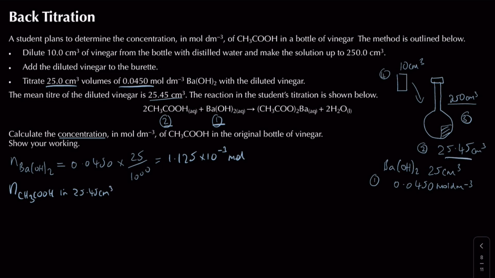Remember, that's what we said over here. We know that we're going to do, of course, the molar ratio 1:2. So I take 1.125 times 10 to the power of minus 3, and then I'm going to times that by 2, and that gives me a value of 2.25 times 10 to the power of minus 3. So that's how many moles of ethanoic acid I've got, but more specifically, how many moles of ethanoic acid I've got in 25 centimeters cubed.